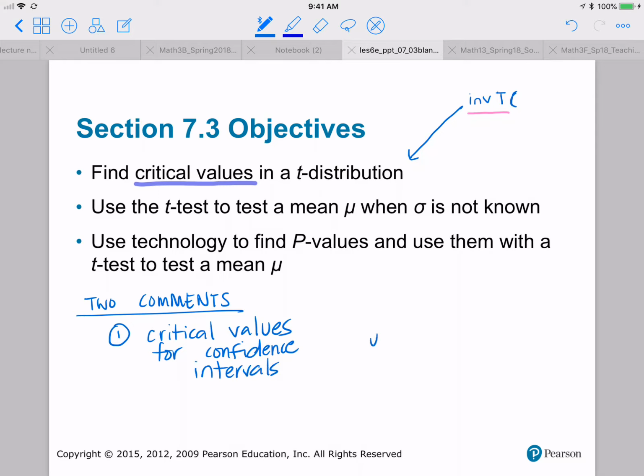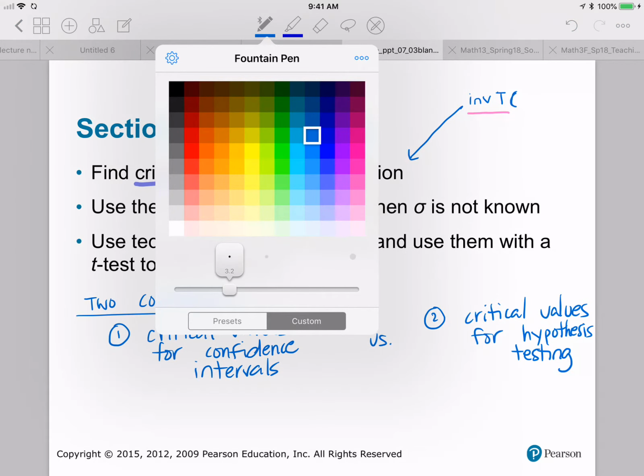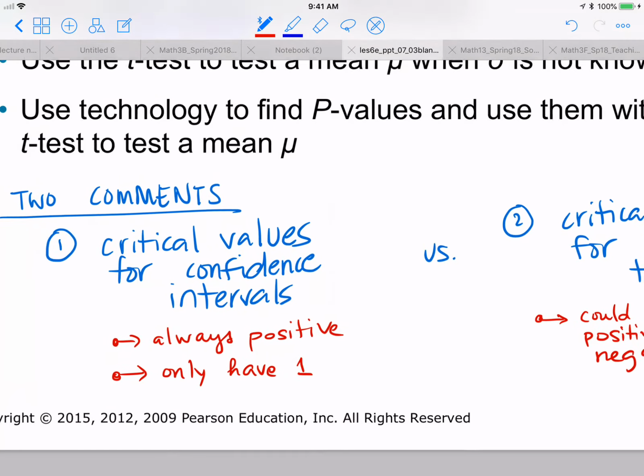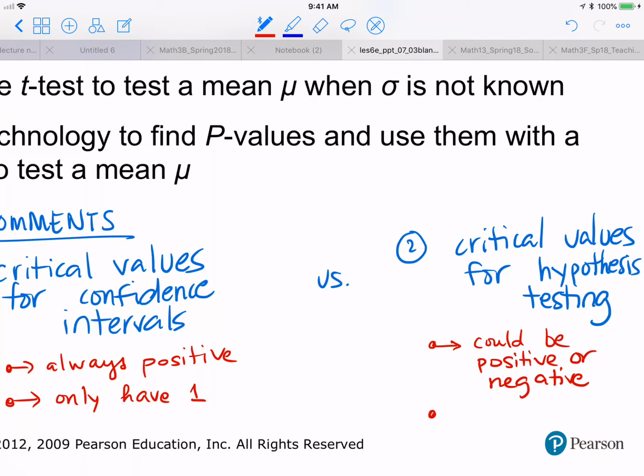versus critical values for hypothesis testing. Now, a critical value for a confidence interval is always positive, whereas critical values for hypothesis testing could be positive or negative. You only have one critical value for a confidence interval, whereas for hypothesis testing, you could have one or two.